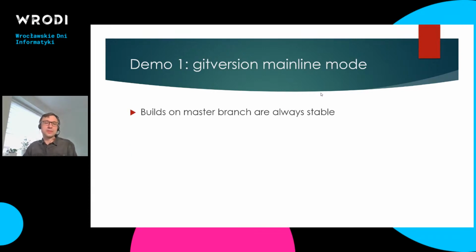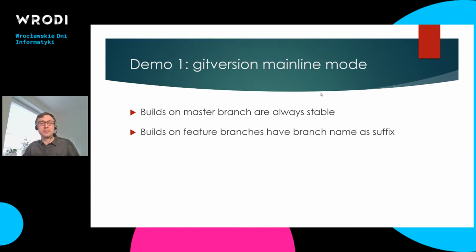There are some core concepts about this simple mainline mode that make it very usable and friendly for developers. There is a concept that each build built from the master branch is stable. So you assume that if you merge something to master, it has been tested, it has been verified, it fulfilled the definition of done in your project. So you can assume it's stable.